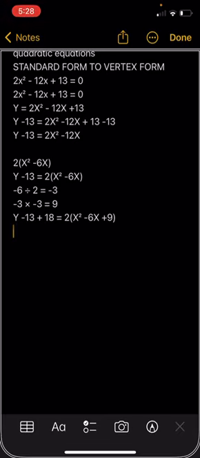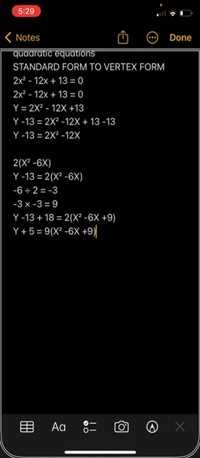Good. Now let's simplify the left-hand side here. Negative 13 plus 18. Wow, that is going to give us positive 5, just like the previous equation. So we're going to have y plus 5 on this left-hand side here, and that will be equal to 2. Let's open our bracket. That is x squared minus 6x plus 9. Yes, good. All right. So on the right side, we have a perfect square trinomial.